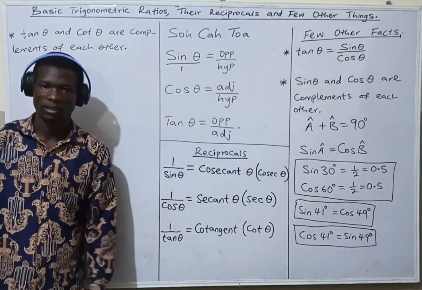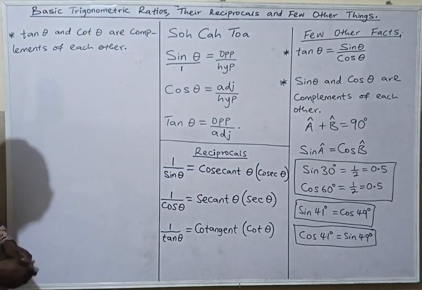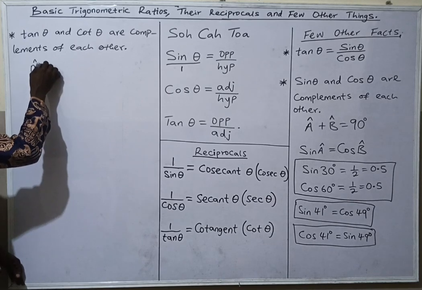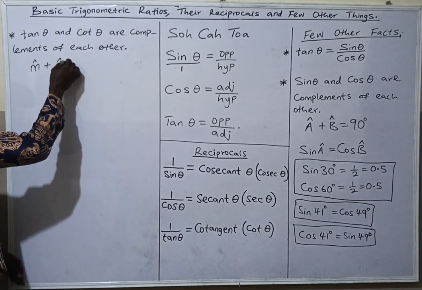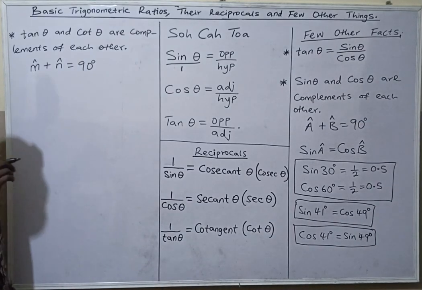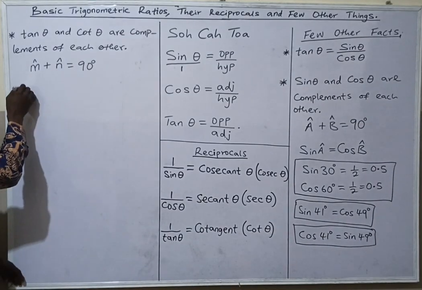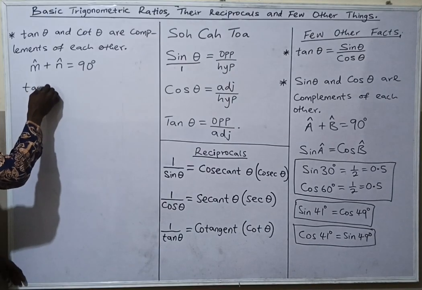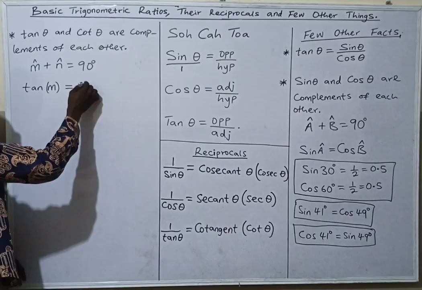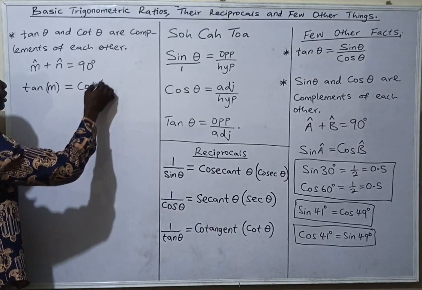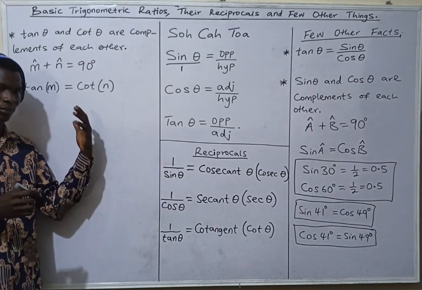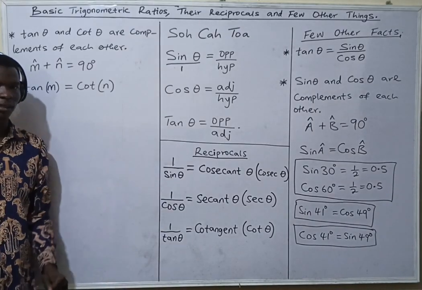theta complement each other. So again, if angle M plus angle N equals 90 degrees, it means that M and N are complementary angles. So if you look for tan M, tan of angle M, it will be the same thing as cotangent of angle N. That is another fact.